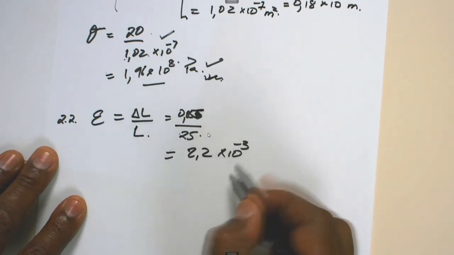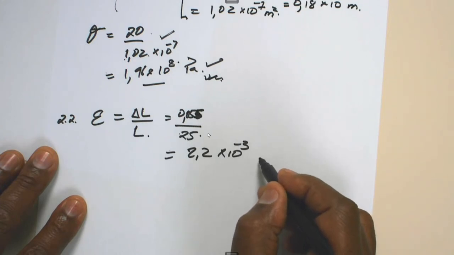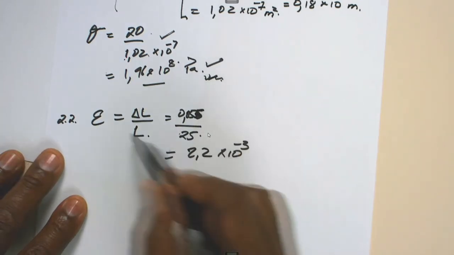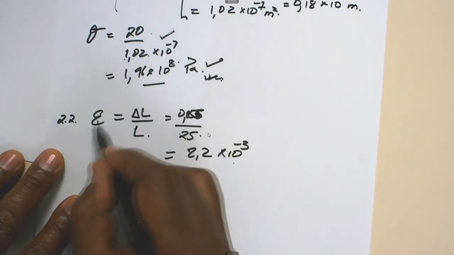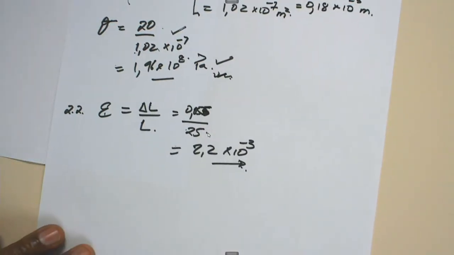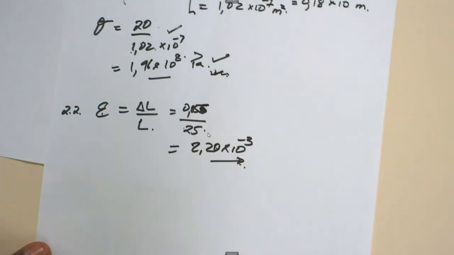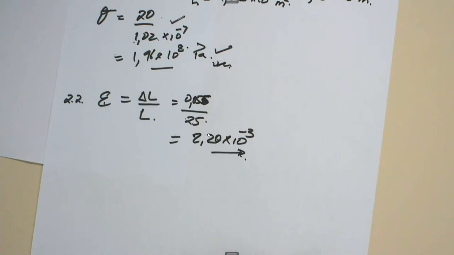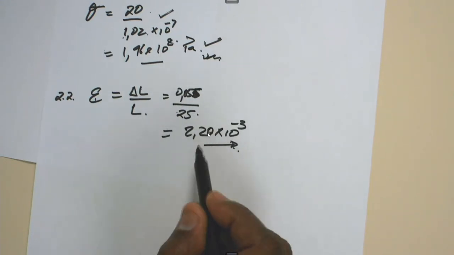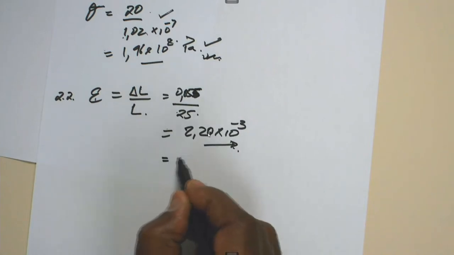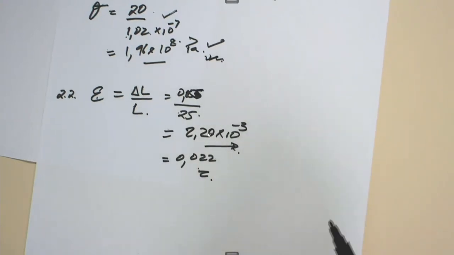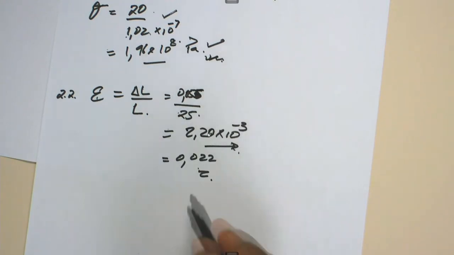I think I've set my calculator to scientific notation, and then the strain does not have units. So this would be the correct answer there. If I would add a third decimal, it would give us 2.20 times 10 to the power minus 3. If you have not used scientific notation on your calculator, I think that would give us 0.0022.